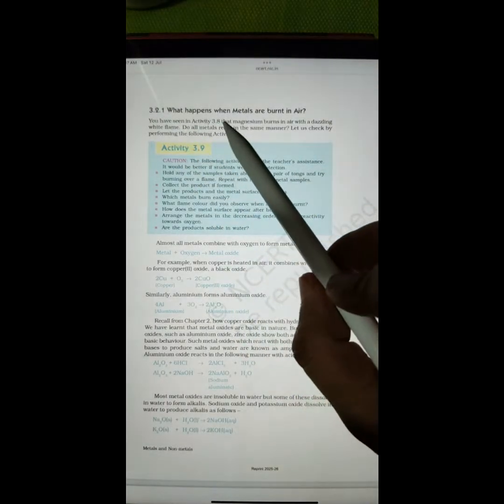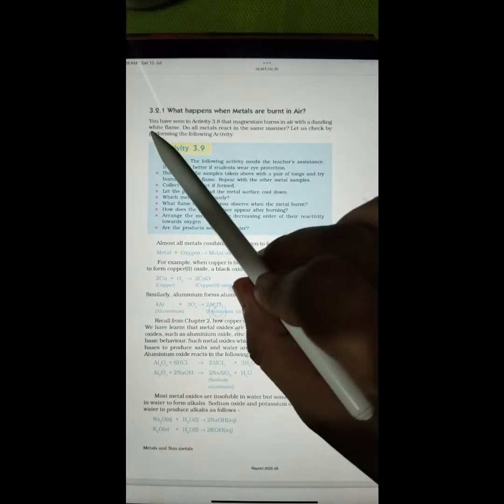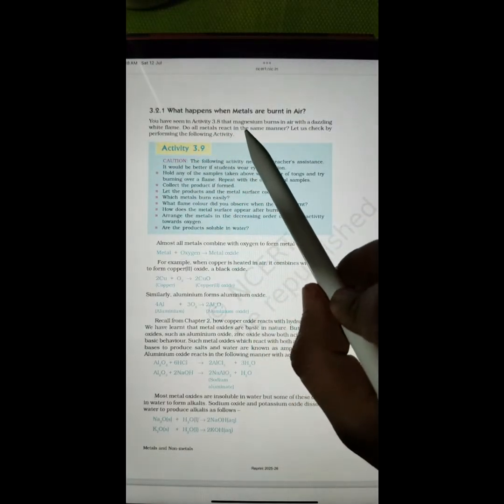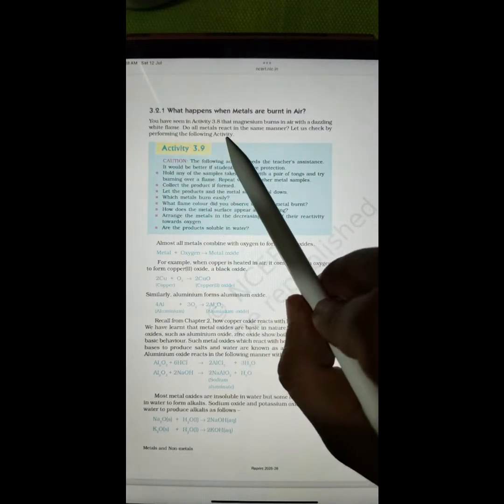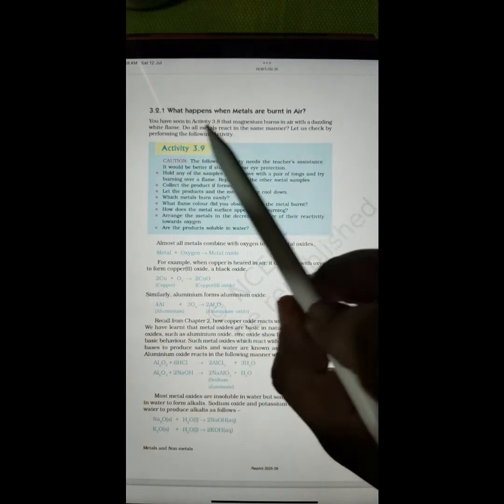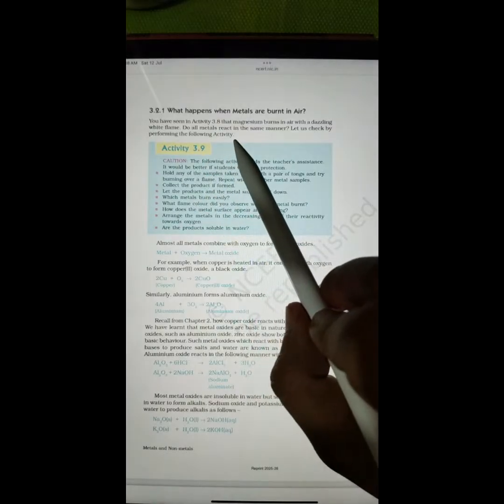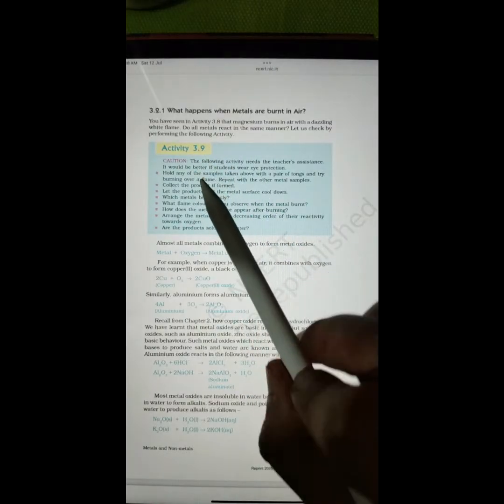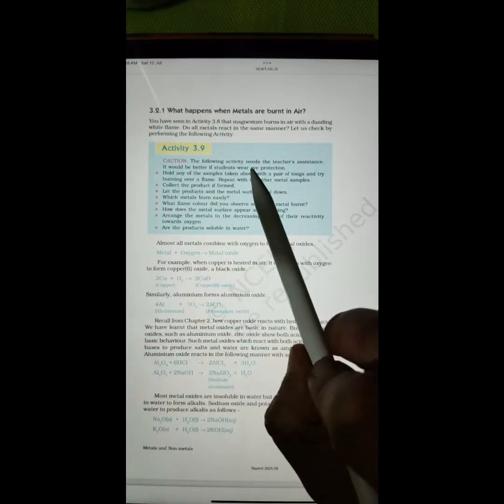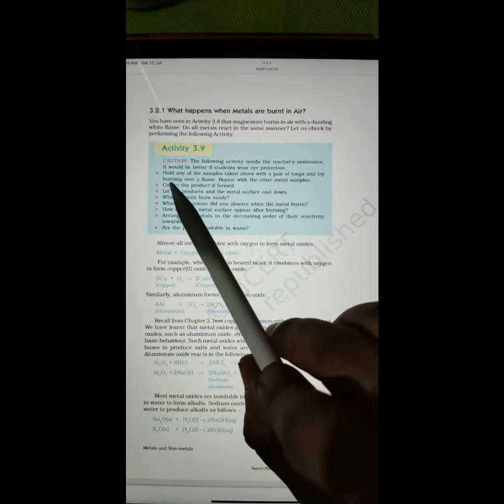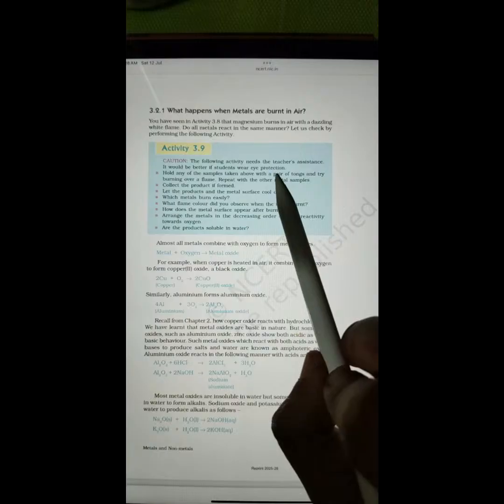3.2.1. What happens when metals are burnt in air? You have seen in Activity 3.8 that magnesium burns in air with a dazzling white flame. Do all metals react in the same manner? Let us check by performing the following activity. Activity 3.9. Caution: the following activity needs the teacher's assistance. It would be better if students wear eye protection.